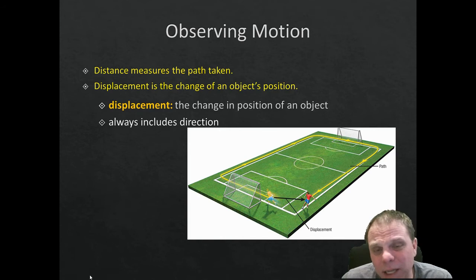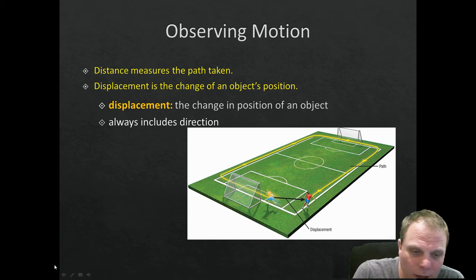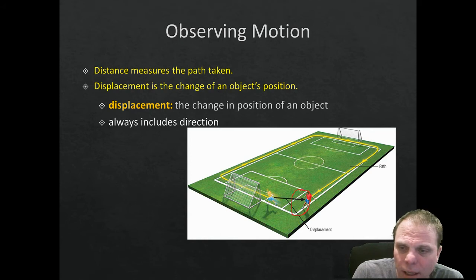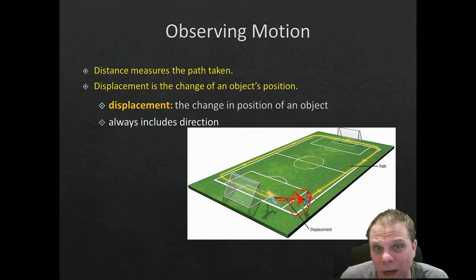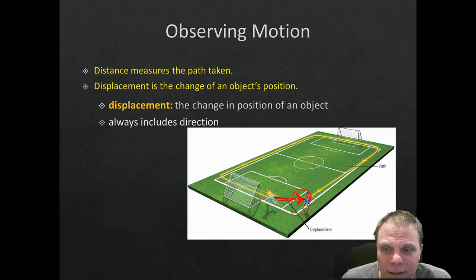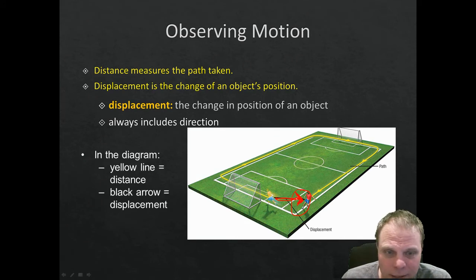Remember that displacement always includes direction. If you'll take note of the arrow here, this little arrowhead pointing in a particular direction is important. So when we talk about displacement, we want to talk about the direction. Distance isn't necessarily going to have that. It's talking about the path, but it might not necessarily have a vector, which we'll talk about a little bit later. All right, so the yellow line is distance, the black arrow is displacement.